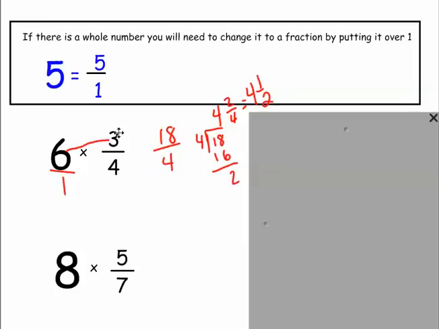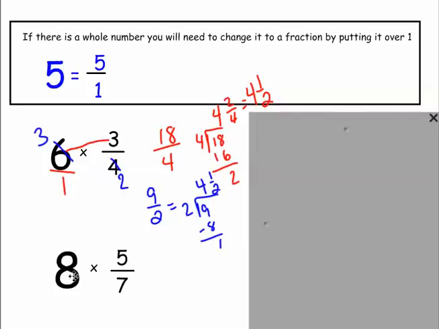Okay? Now, if you are choosing to cancel, you could have canceled here as well. You could have canceled, divided by 2. Divide by 2, and when you multiplied straight across, you would have gotten 9 over 2, which is the same as 4 1/2. I just got it a different way, okay?